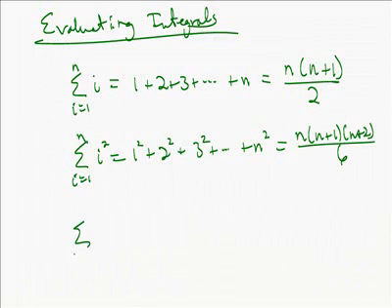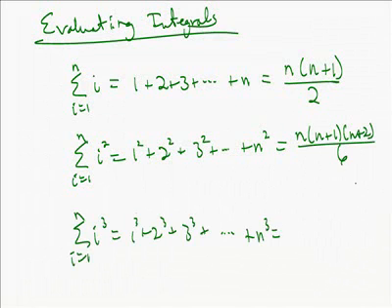And finally, if we add up i going from 1 to n of i cubed, which of course would be 1 cubed plus 2 cubed plus 3 cubed and so on up to n cubed, that total is going to be n times n plus 1 over 2, that quantity squared.